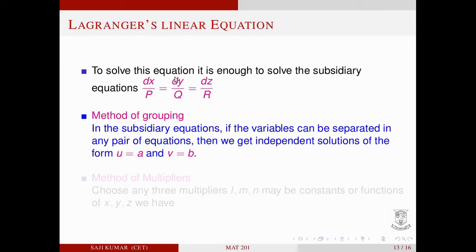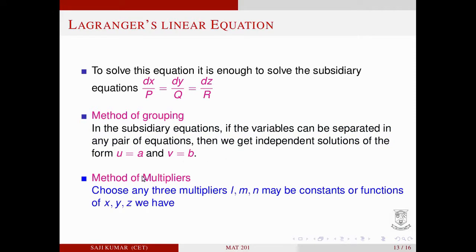Provided whenever we are grouping the first two ratios, you have to note that the expression is independent of the third variable. Here, what is the third variable? The third variable is z. And if you are grouping the second and third ratios, that must be independent of the third variable, say x. If you are grouping dx by P is equal to dz by R, it must be independent of the third variable, say y. So in that pattern, we can find two solutions u is equal to a and v is equal to b from the integrable format.